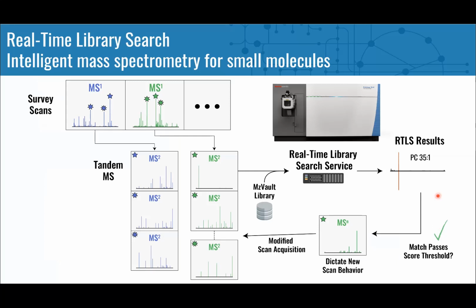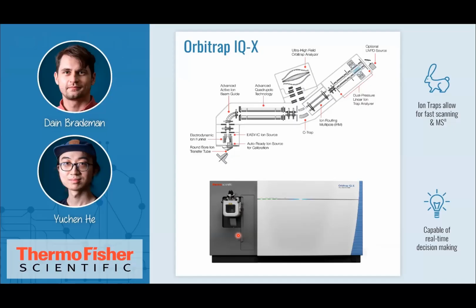So this device has what's called real-time library search for intelligent mass spec of small molecules. So basically, as I mentioned, you can take an MS2, search it onboard the system, get a result, and based on that result, you can dictate how you want to run the mass spectrometer next. And I'll show you some examples of why we think this is going to be pretty useful. So Dane and Yu-Chen in my lab have been working on this, and this has been a collaboration with the folks at Thermo Fisher. So it's been a big team effort.